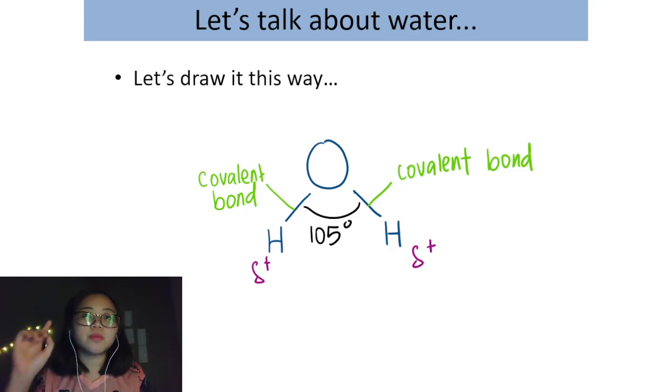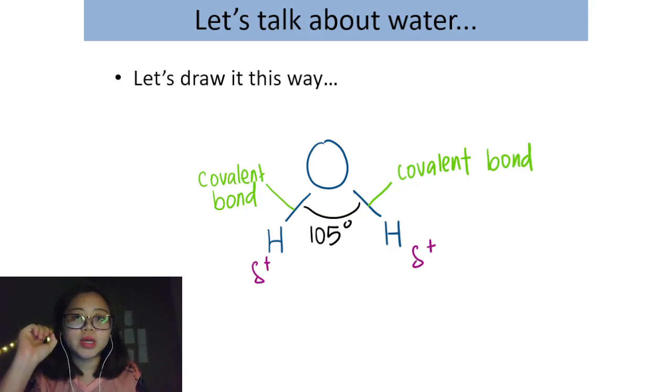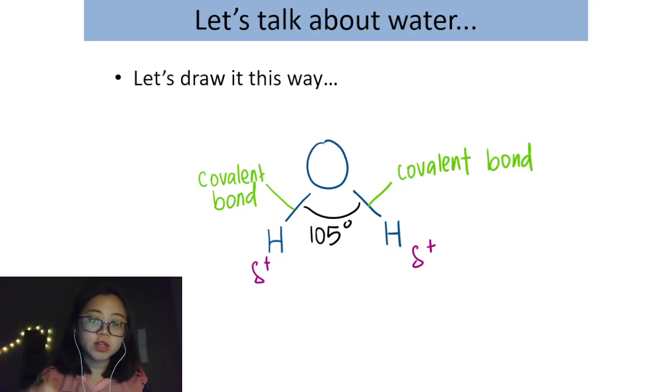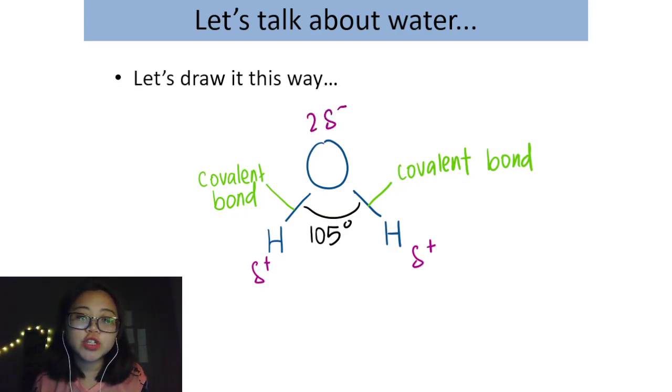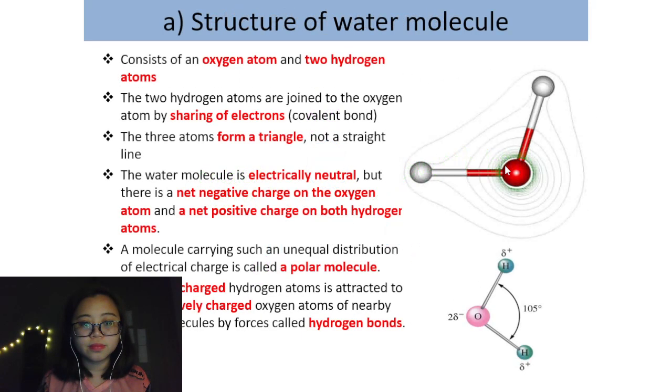And water is a polar molecule with slight positive and slight negative charge. There will be a slight positive charge at the hydrogen part. So down here you put slight positive, and slight negative charge near the oxygen. So slight negative up here. Okay, so this is how I would draw a water molecule.